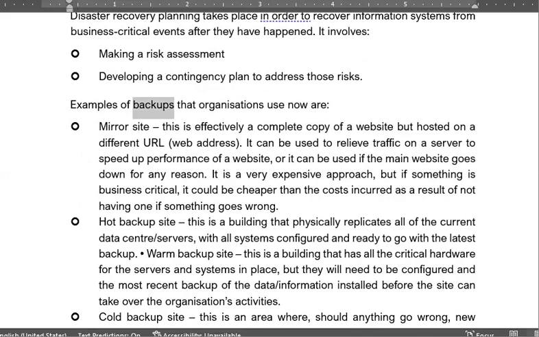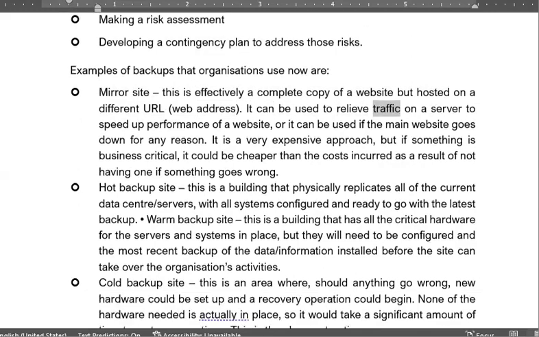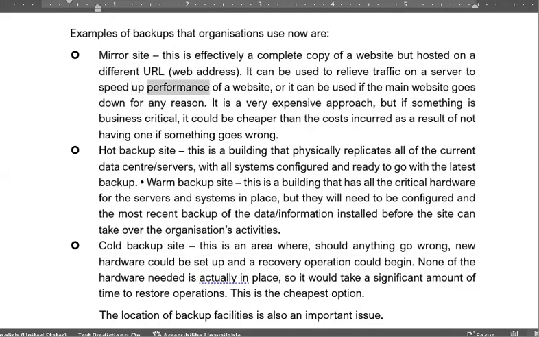Examples of backups that organizations use now are the mirror site. This is effectively a complete copy of a website but hosted on a different URL, web address. It can be used to relieve traffic on a server to speed up performance of a website, or it can be used if the main website goes down for any reason. It is a very expensive approach, but if something is business critical, it could be cheaper than the costs incurred as a result of not having one if something goes wrong.